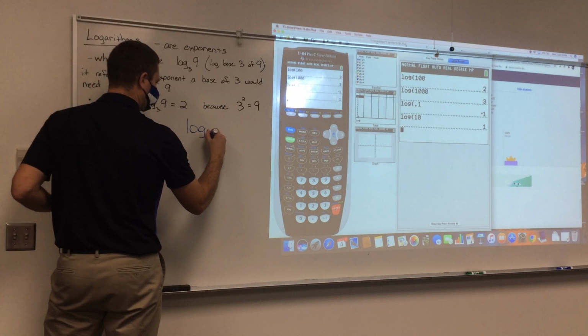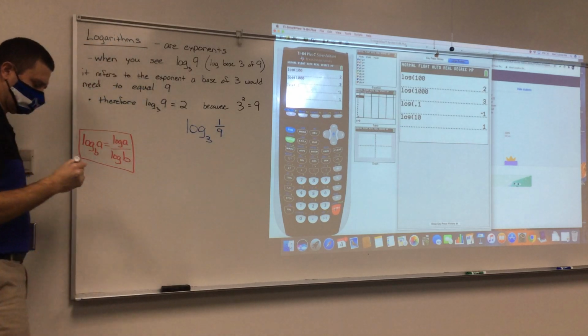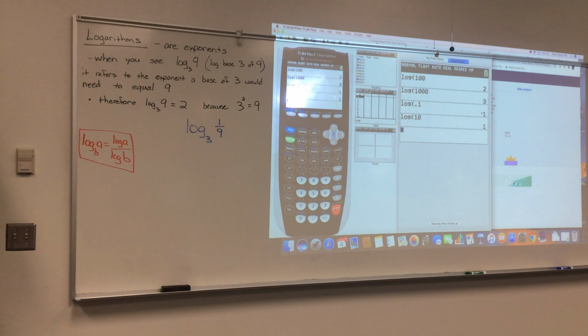Log base 3 of 1/9. Would that be negative? It would be negative 2.